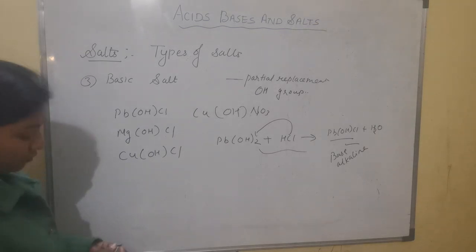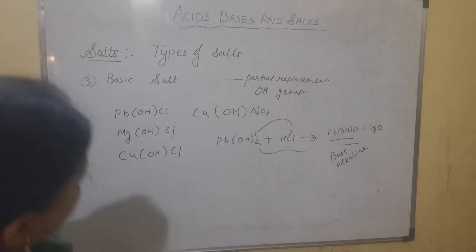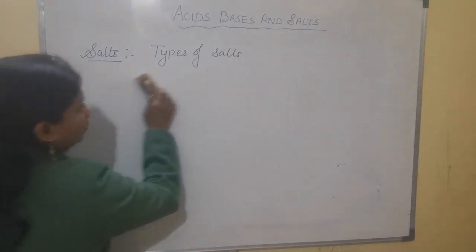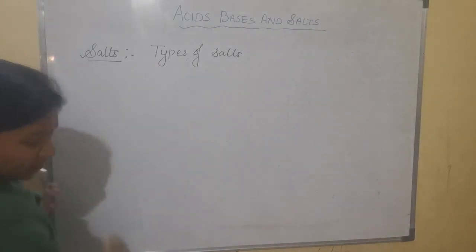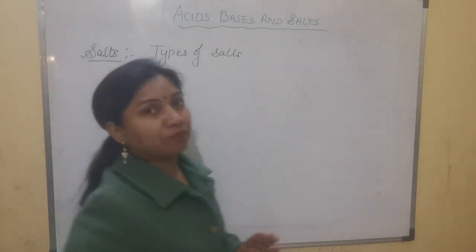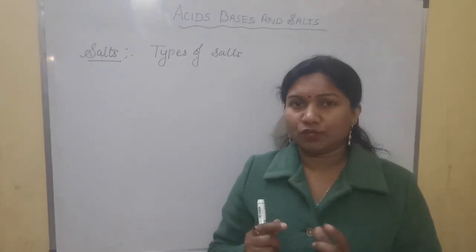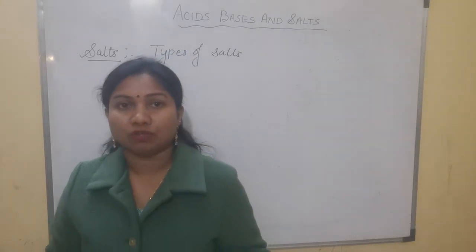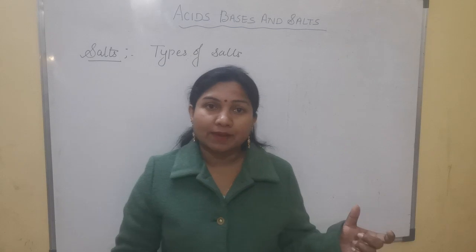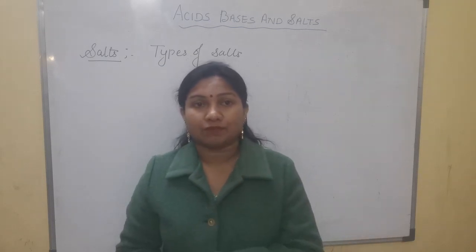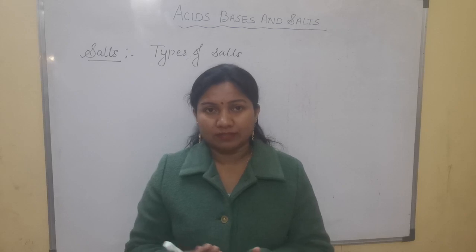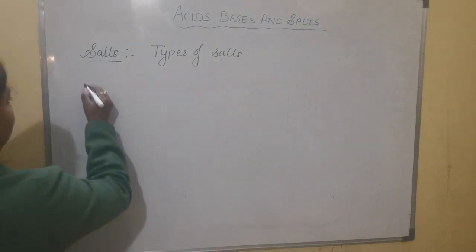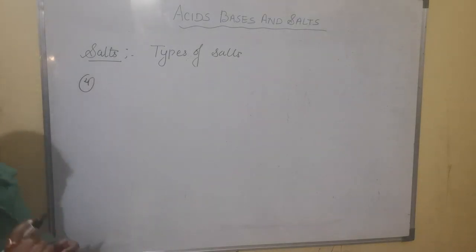Now the fourth type of salt is double salt. Double salt is formed by the union of two simple salts. See, the first three are important. Next, you only have to learn the names as examples. Maybe you will be asked to name one double salt, or give an example of a mixed salt, or you will be given an example and asked to name the type of salt. So the first three are important. Whatever I am teaching you next, you just learn it. So the fourth type of salt is double salt.